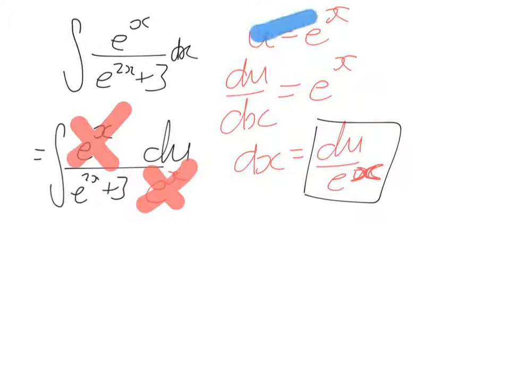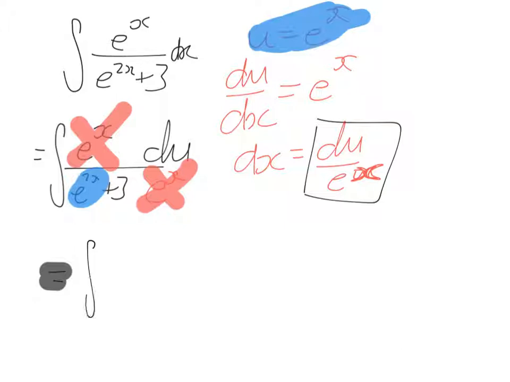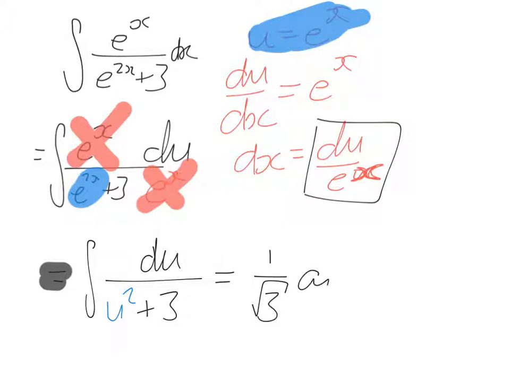So all that remains is to use our substitution, and we get the integral of 1 on the top, or du on the top, if you prefer. E to the 2x becomes u squared plus 3. And that is one of our standard integrals. It's in the formula booklet: 1 over root 3 arctan u over root 3.